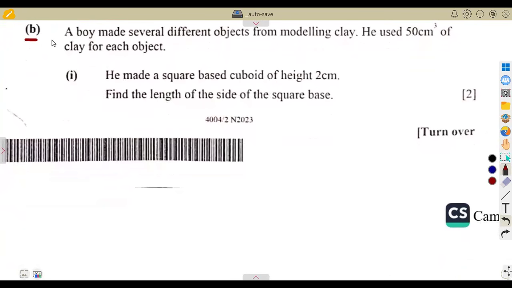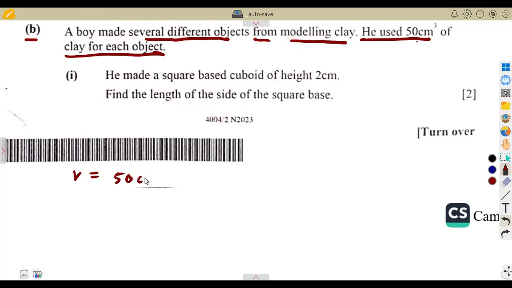Then on B, we are told a boy made several different objects from modeling clay. He used 50 cubic centimeters of clay for each object, meaning to say he is using a volume of 50 cubic centimeters to make each object.